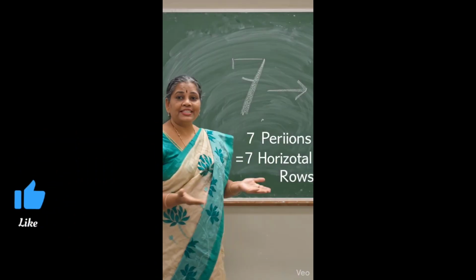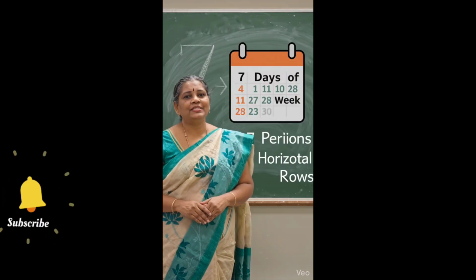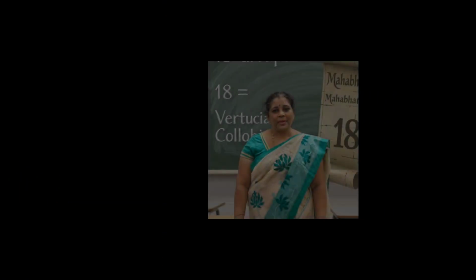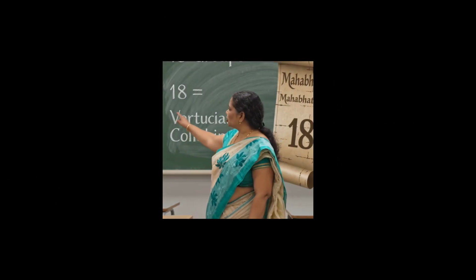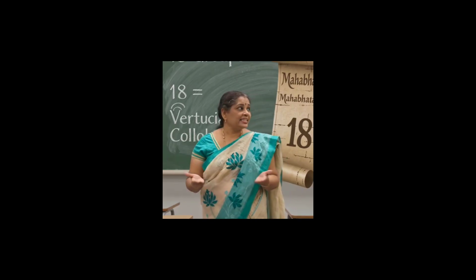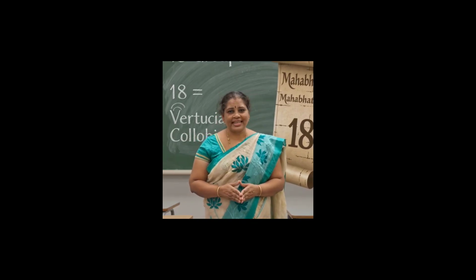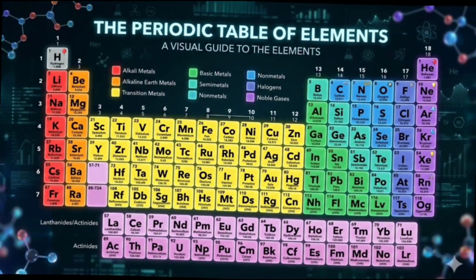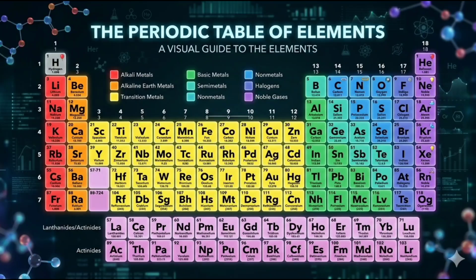Do you know how many there are? There are 7 periods. This shows 7 days in a week. The periodic table has 18 groups, just like in the Mahabharata, 18 parvas. This is very easy to remember. If you want to remember the elements in specific groups, here are very simple ways.